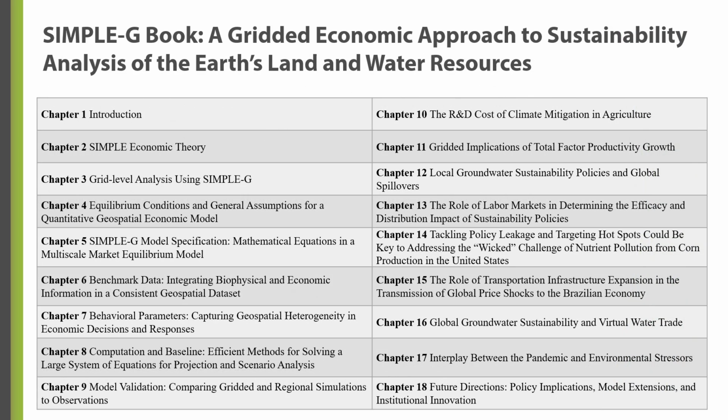This slide provides an overview of all chapters in the SimpleG book, each of which has an accompanying presentation to motivate the material covered in that chapter. During this presentation, I'll cover a portion of Chapter 9, which is on model validation, comparing gridded and regional simulations to observations. Previous chapters laid the groundwork by providing theoretical foundations, introducing general conditions, specifying mathematical equations, discussing the gridded data and parameters, and computer implementations. In this chapter, we'll focus on validation of the model.